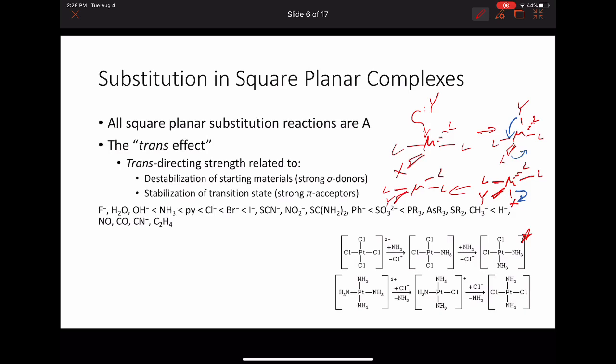If, on the other hand, we start with tetraamine platinum 2 and we substitute chlorides for ammonias, the first chloride, of course, again, doesn't matter where it's added, but the second chloride will add trans to the first chloride. So this necessarily gives us trans diamine dichloroplatinum 2.